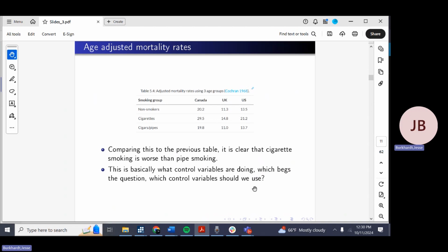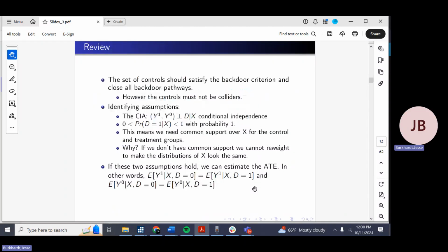And of course, that begs the question, which control variable should we use? And we'll get to that. Let's do a quick review. The set of controls should satisfy the backdoor criterion and close all backdoor pathways. However, the controls must not be colliders. We've talked about that. We have our identifying assumptions, the conditional independence assumption. The outcomes need to be independent of treatment, conditional on observables. The probability of treatment, conditional on observables, has to be between 0 and 1. This means we need common support over X for the control and treatment groups.